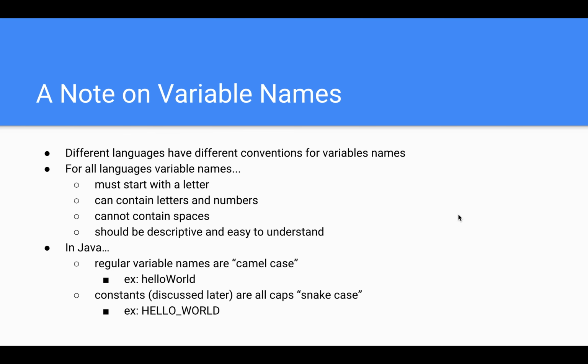The different languages have different conventions for variable names. For all languages, variable names must start with a letter, can contain numbers and letters, cannot contain spaces, and should be descriptive and easy to understand. In Java, regular variable names are camel case, so there are no spaces, but at the point where you would have a new word, you put a capital letter. And then constants in Java, which we'll discuss later, are all caps and snake case. So all the letters are capitalized, but where there would be spaces, you put underscores.